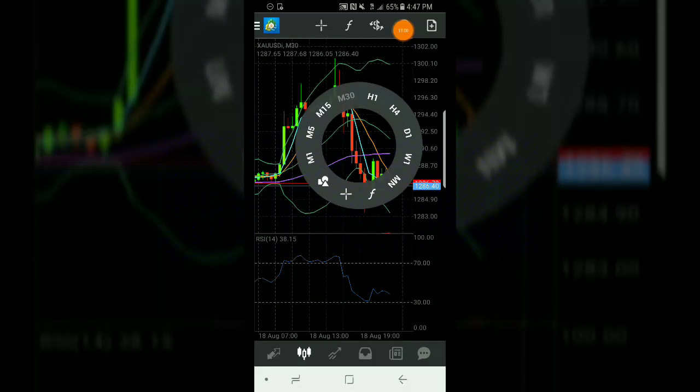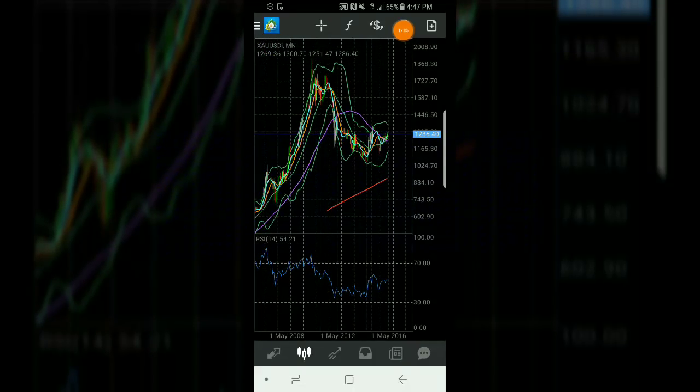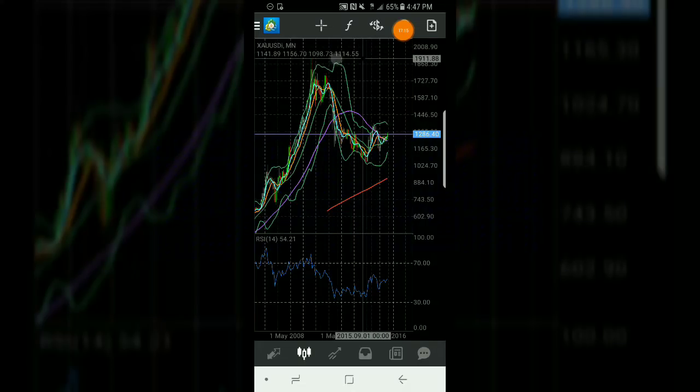I always go to the monthly time frame first. I zoom out and I get an idea of what it's done over the last few years. Here we see 10 years. Gold has gone all the way up to 19 something. And then it came down.